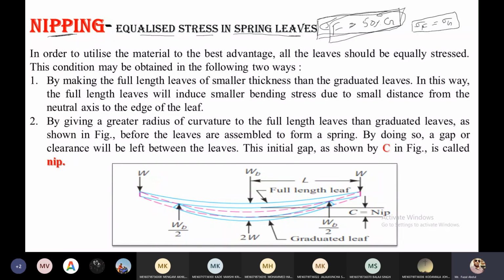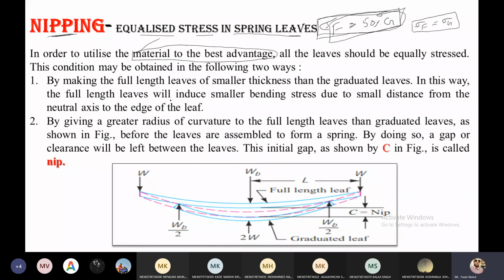To do this, we have to utilize the material's best advantage. Here it indicates the best advantage. This is going to be achieved in two ways. First way, see here, the first point is showing on the screen: by making the full length leaf of smaller thickness than the graduated leaf. If we do it like this, what happens?